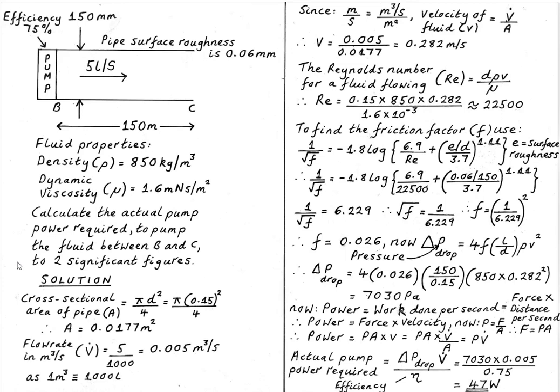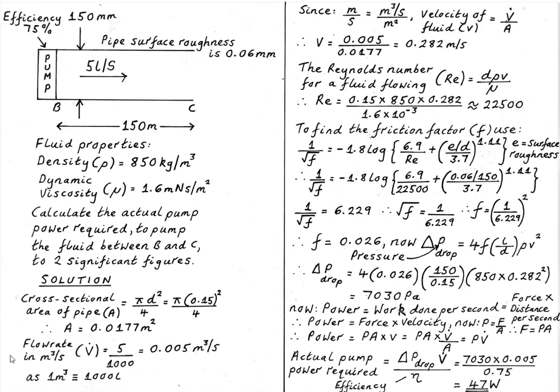First of all, work out the cross-sectional area of the pipe, and I have denoted this by A. Since it is a circular pipe, the cross-sectional area will be a circle, and the area of a circle is given by pi times the diameter squared all over 4. Now 150 millimeters in meters is 0.15, which gives a cross-sectional area of the pipe as 0.0177 meters squared.